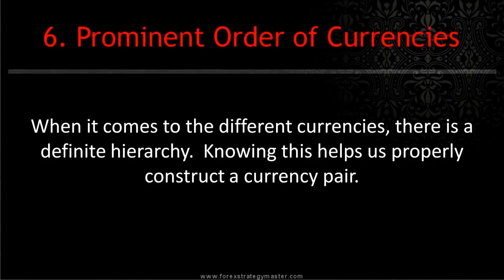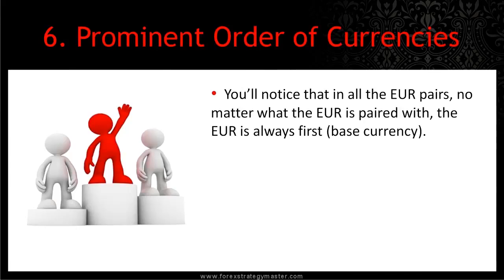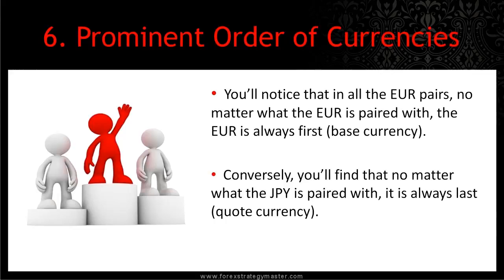Prominent order of currencies. When it comes to the different currencies, there is a definite hierarchy. Knowing this helps us properly construct a currency pair. You'll notice that in all of the euro pairs, no matter what the euro is paired with, the euro is always first. It's always the base currency. Conversely, you'll find that no matter what the Japanese yen is paired with, it's always the last currency, or the quote currency.